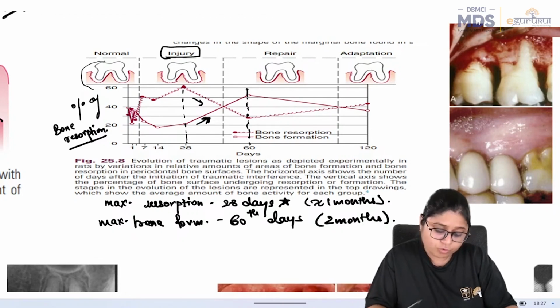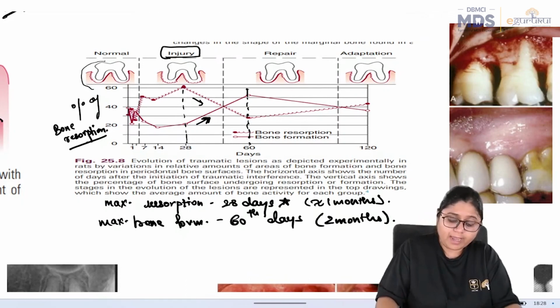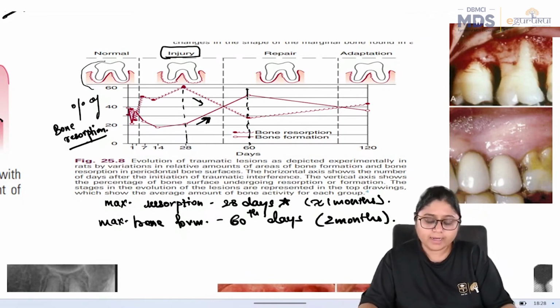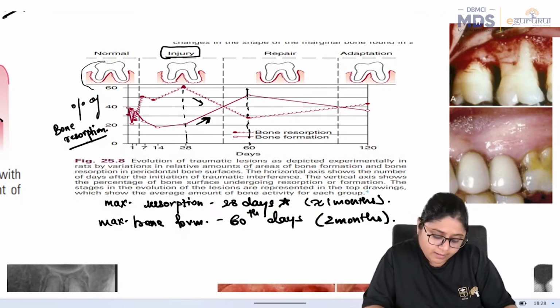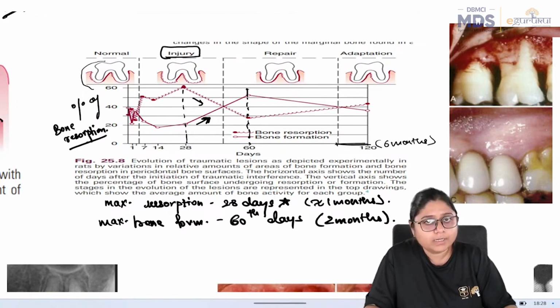Now, after 2 months, they both are in balance, meaning bone resorption and bone formation are in balance. After approximately 4 to 5 months, there is a stage of stability, and this is your 6 months. The bone is remodeled.